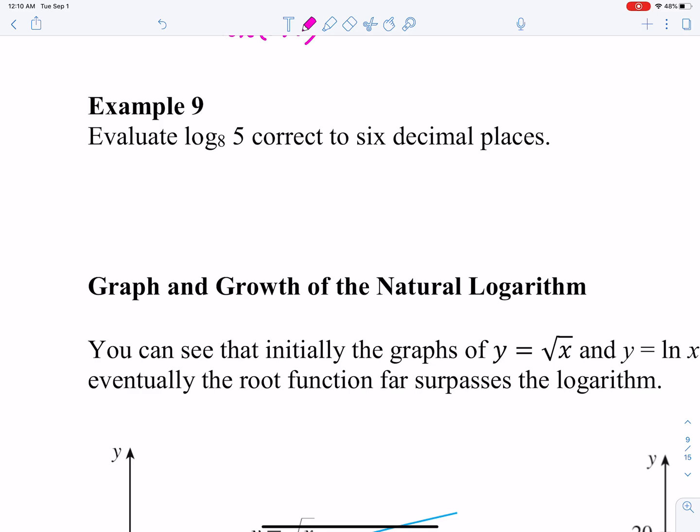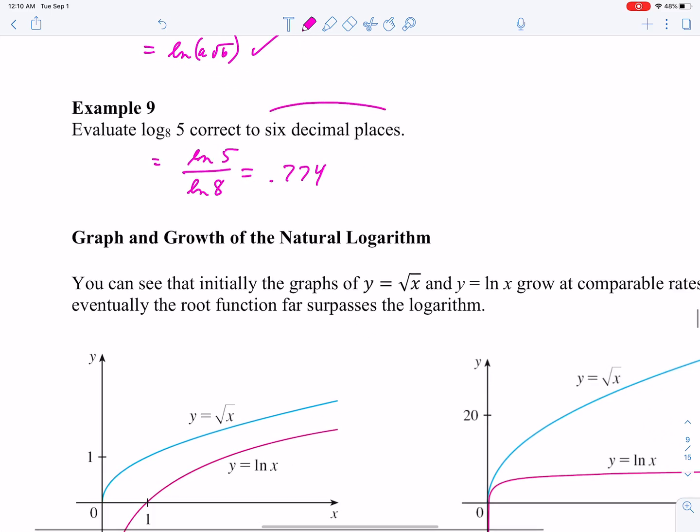All right, so we're going to convert this to natural log of 5 over natural log of 8. Punch that into your calculator, and you should get something like 0.774. I know it says 6 decimal places, but I only wrote down 3. But don't follow my lead here. Make sure you read directions on exams and quizzes.